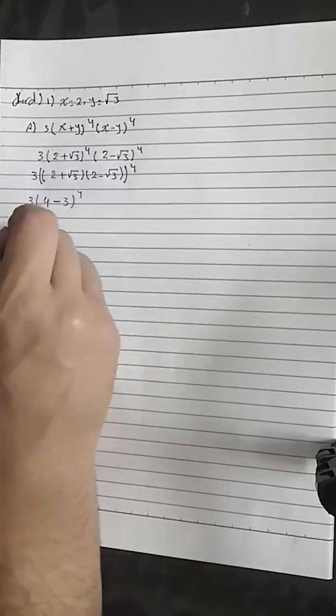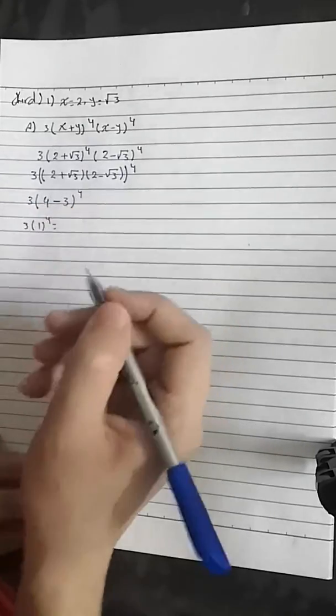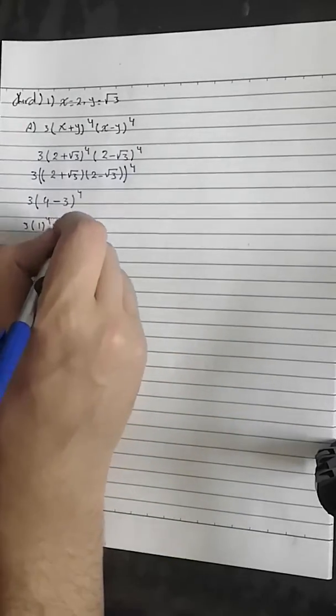So it will be 3 times (4 minus 3 equals 1) to the power of 4. 1 to the power of 4 equals 1, of course. 3 times 1 equals 3.